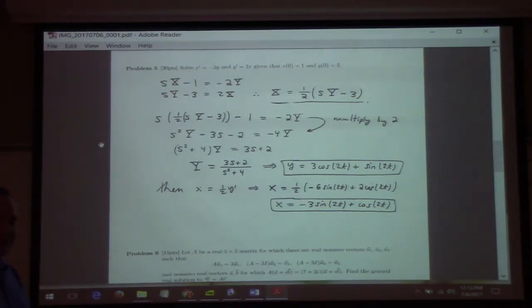Go on. What is it, 2t instead of just t? Because we end up with s squared plus 4 in the Laplace transform. If we look at the matrix, it's 0, minus 2, 2, 0, which gives me lambda squared plus 4, which factors to plus or minus 2i. The zeros are plus or minus 2i. That's why I get a 2t. Does that make sense? Yeah.